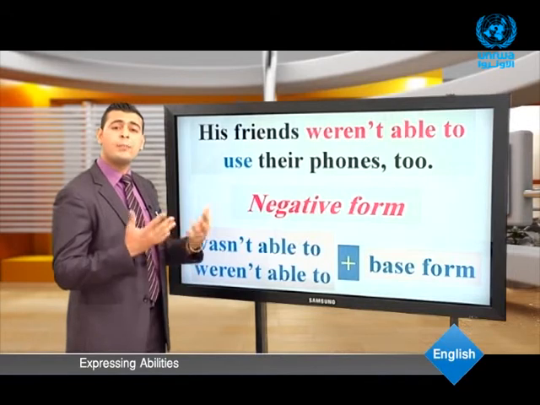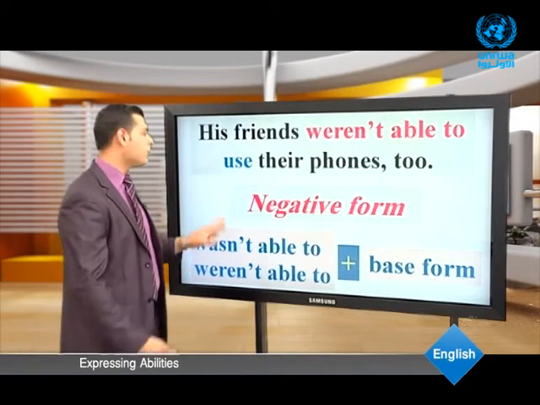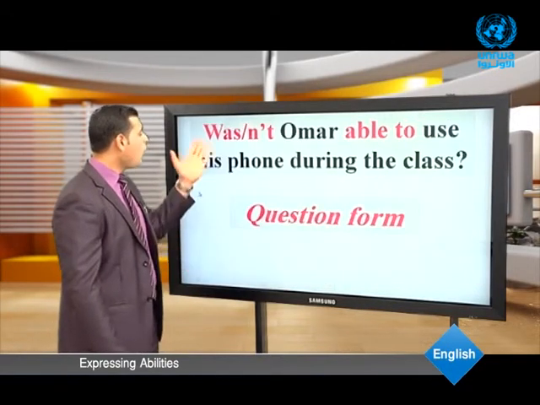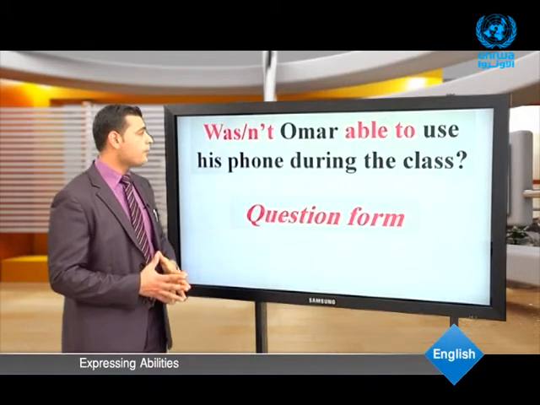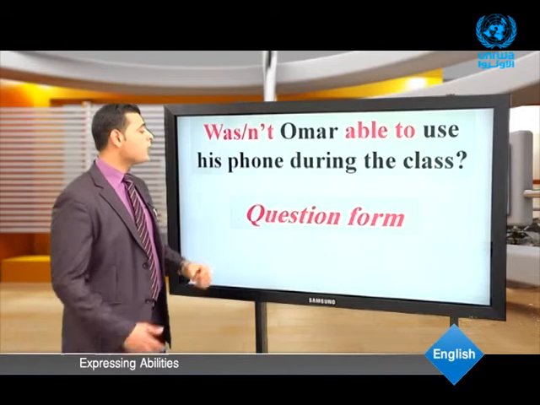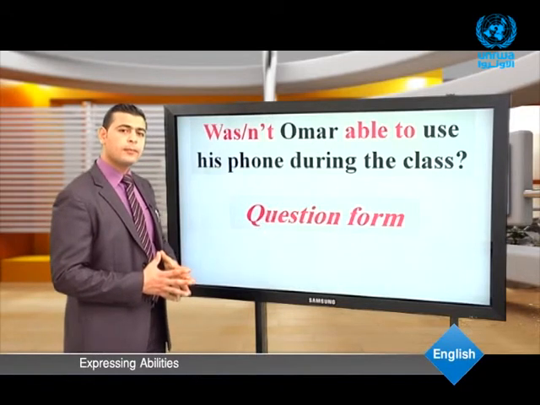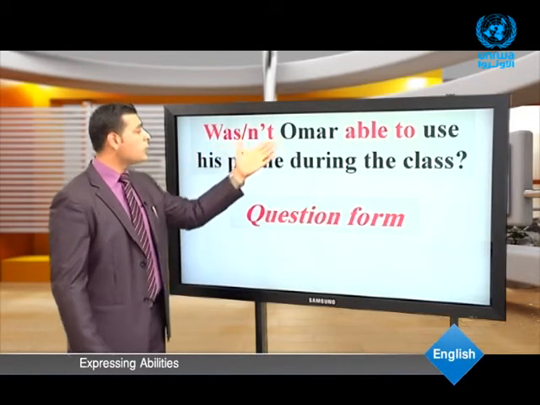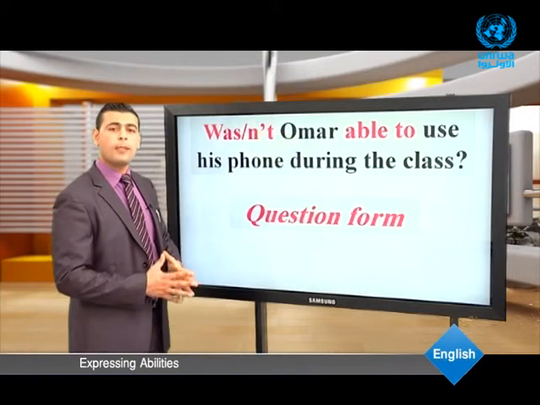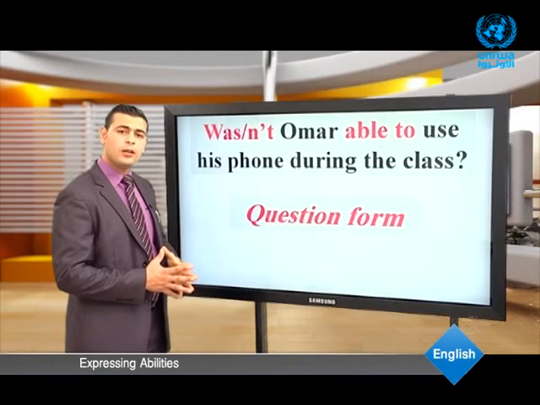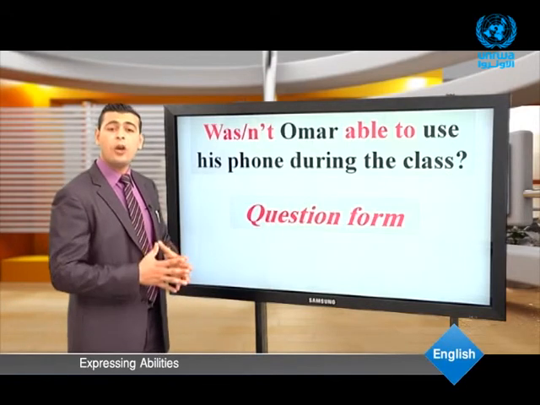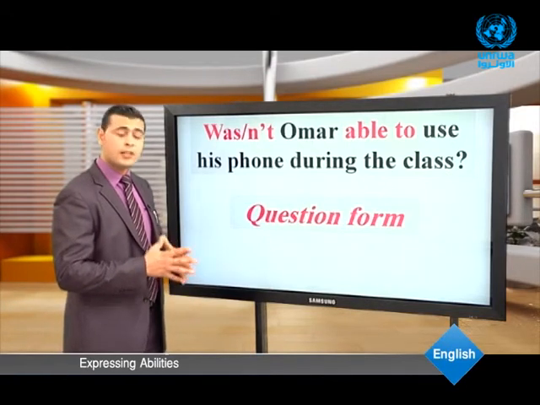Let's go ahead to learn about the question form of able to. Was Omar able to use his phone during the class? We use was because we ask about Omar. What if we'd like to ask about Omar's friends? Let's look together.